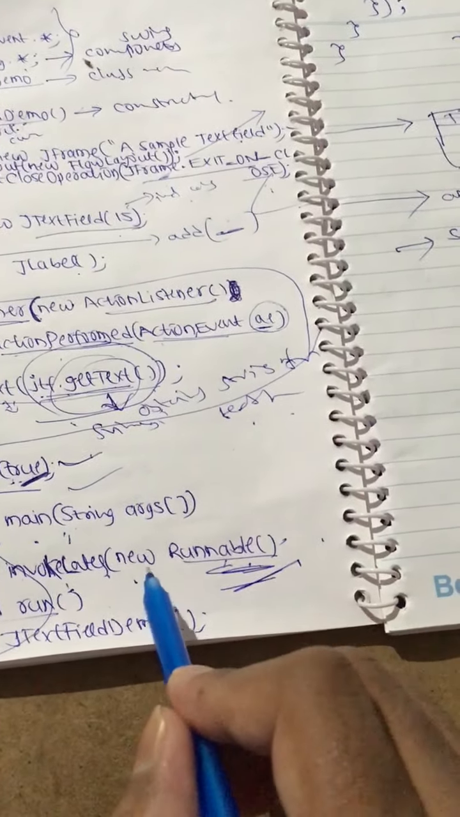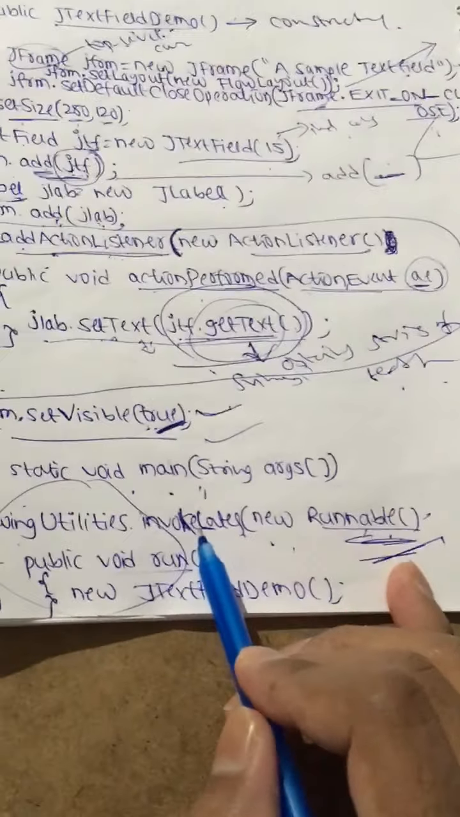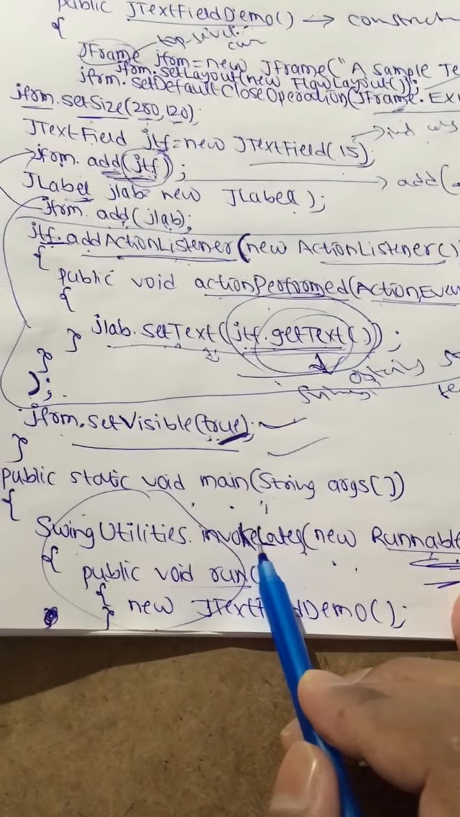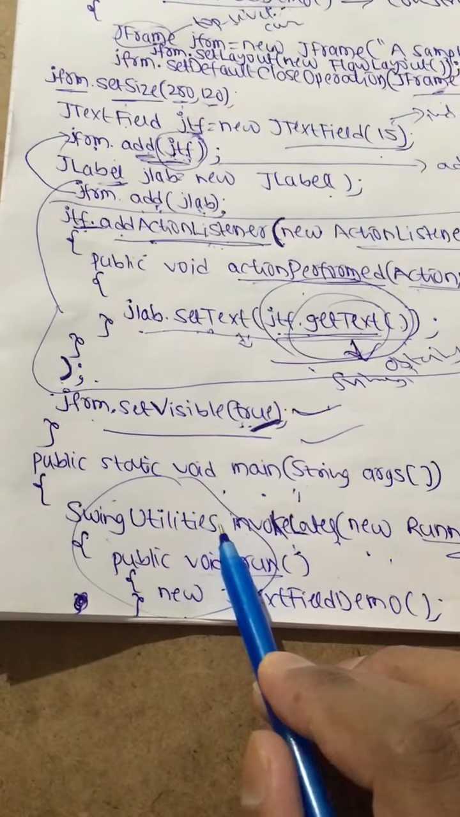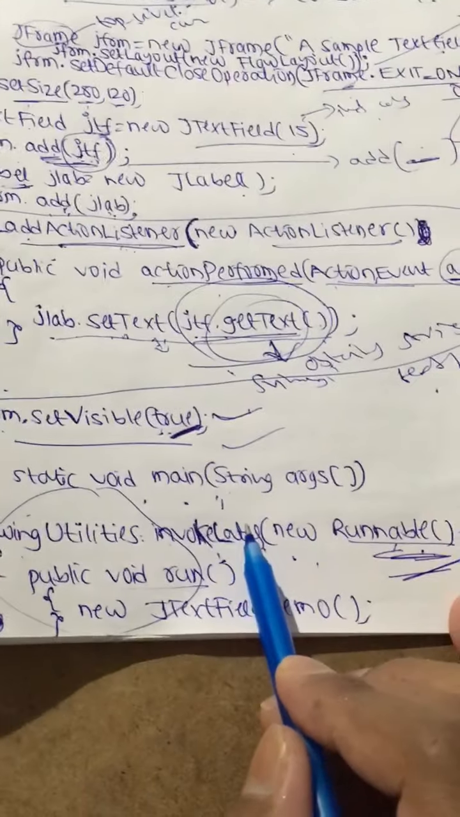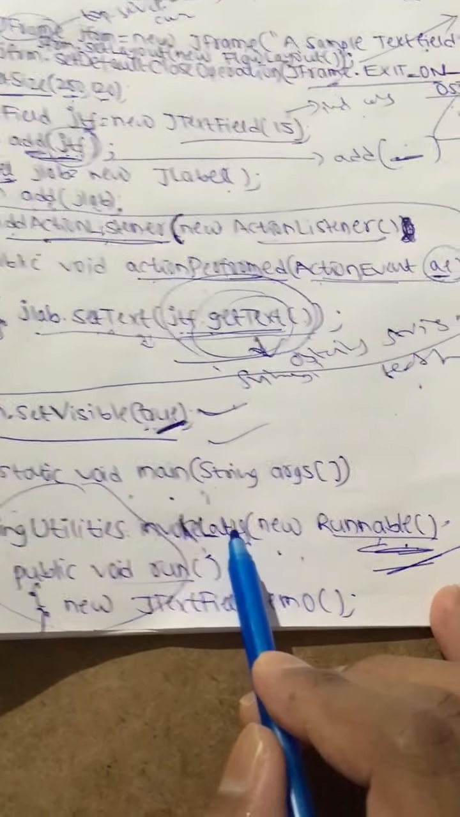The runnable is used by using two methods, two methods of the SwingUtilities class. The two methods are invokeLater and invokeAndWait.